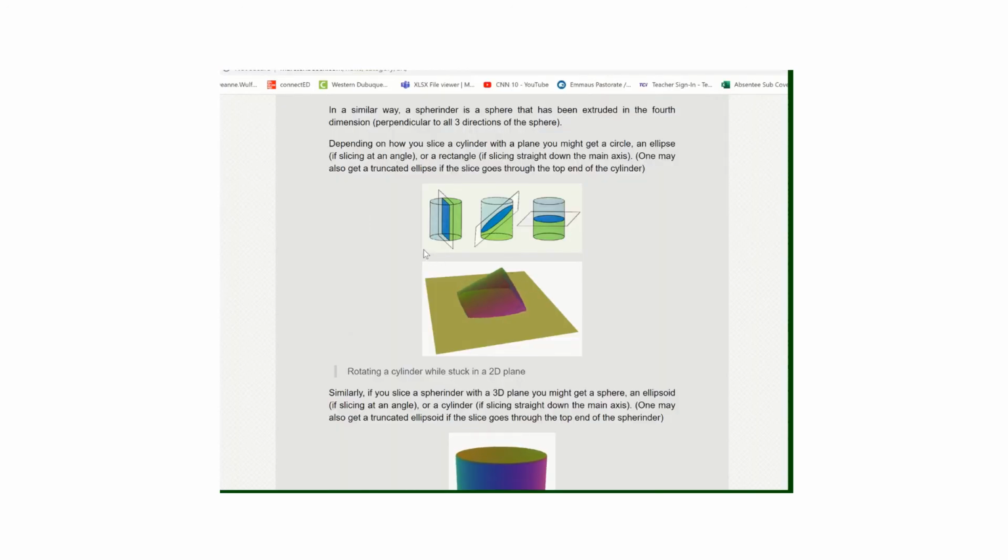Okay, here is a picture of a vertical slice, the first one, and that is a rectangle. And the second one is the angled slice, that is an oval. And then the third picture here is a picture of the horizontal slice, which is a circle, if you're looking at these three cylinders here at the top.